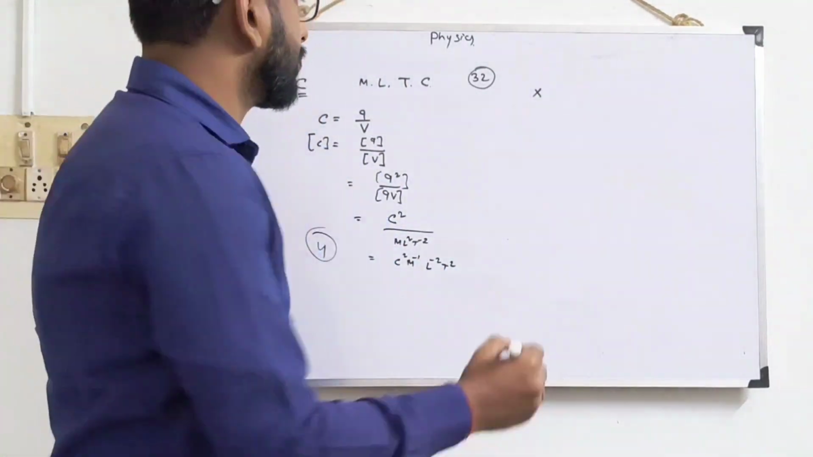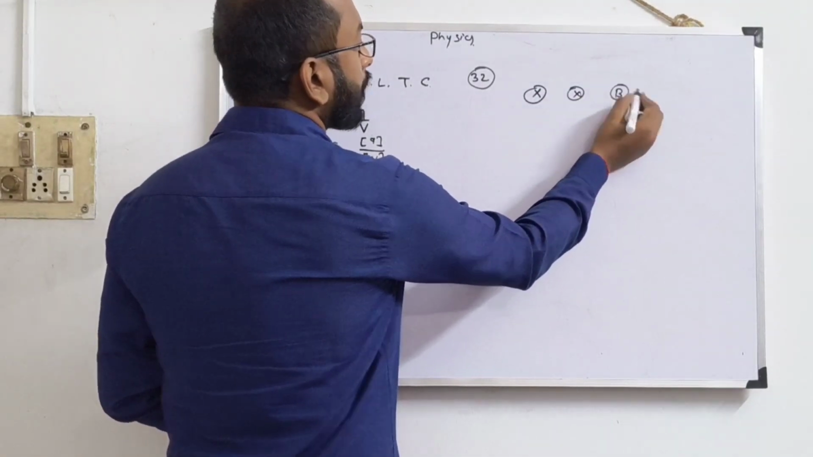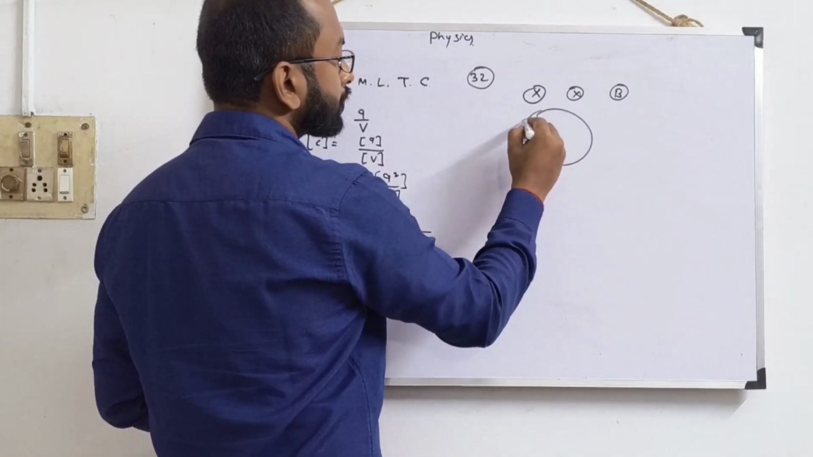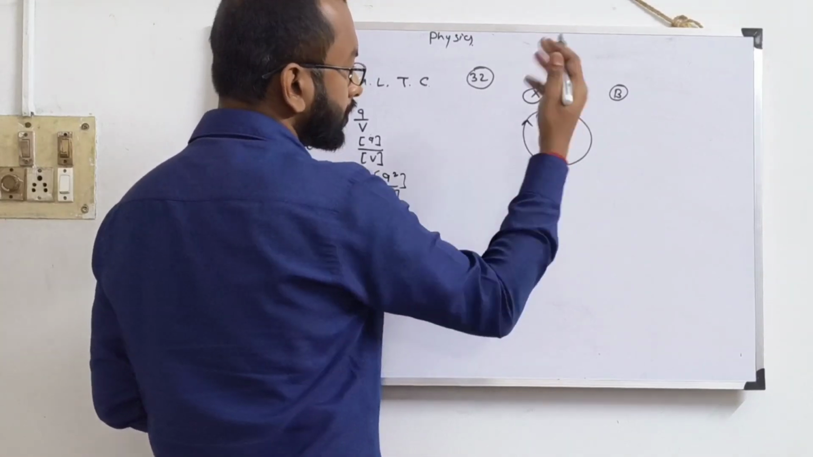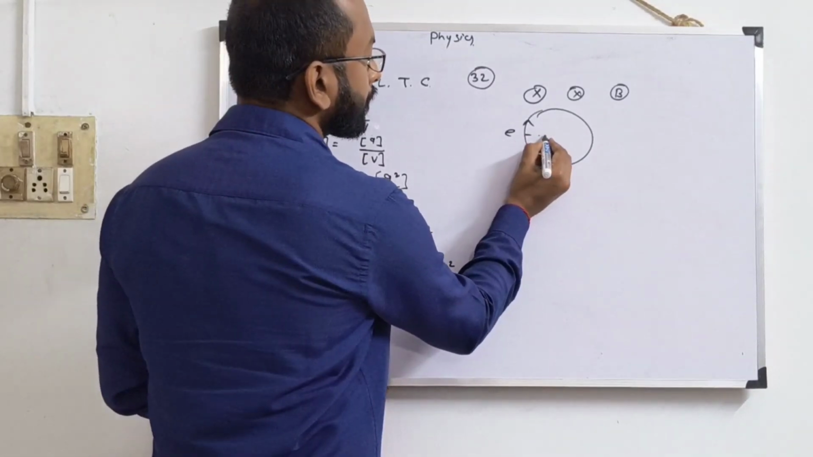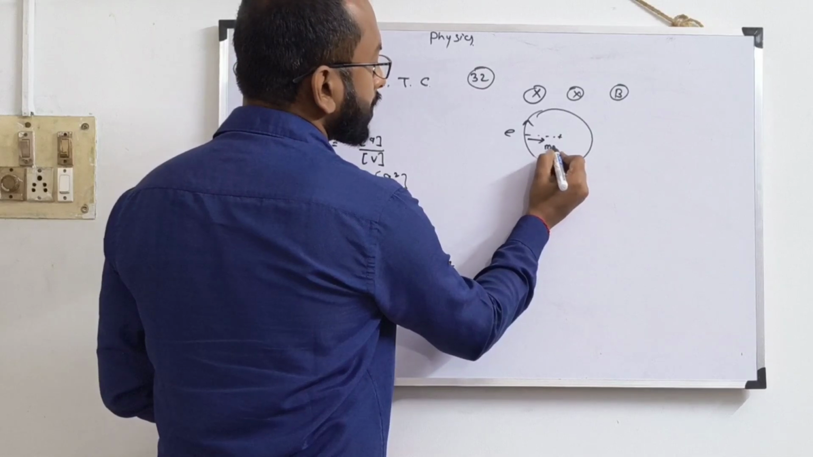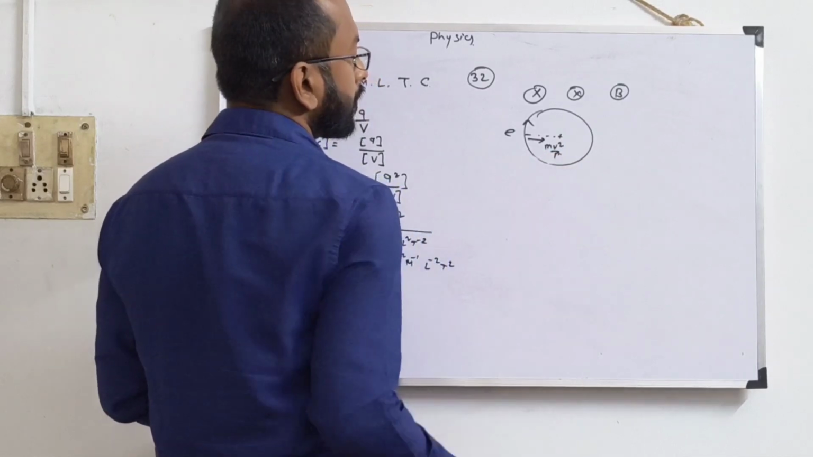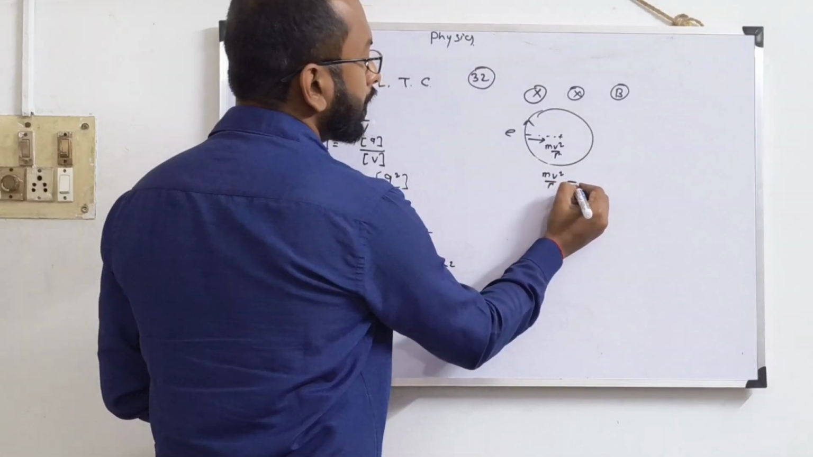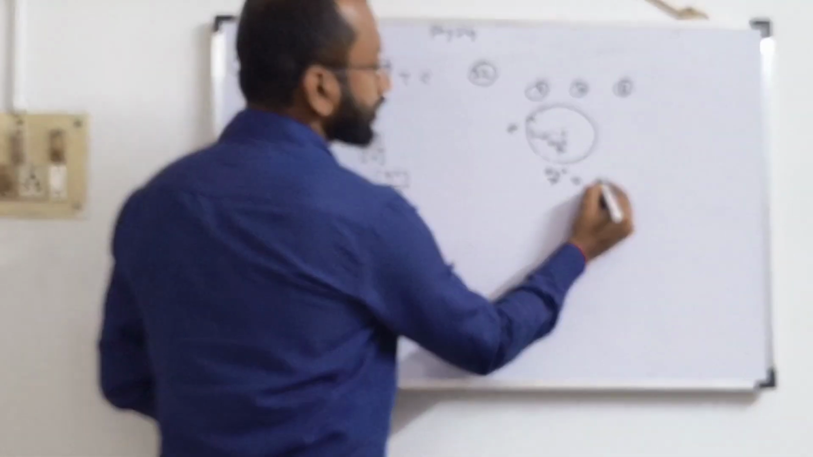Okay. Let's do this. Let's say this is a uniform magnetic field B. So electron is projected means it is rotating. Okay, let's say in this direction it is rotating, whatever it is. So the centripetal force, that is mv square by r, will be balanced by the magnetic force, that is qvB.